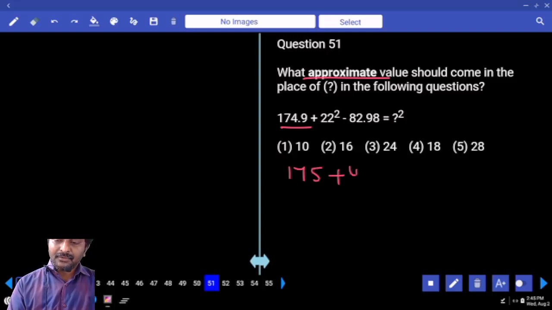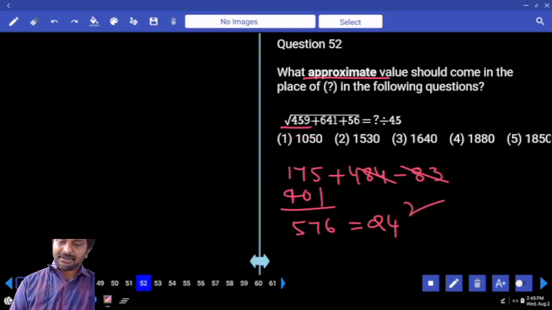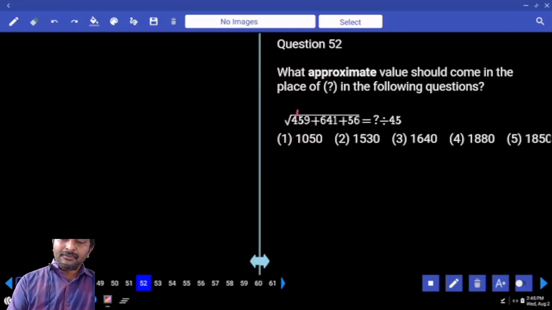175, 484, 83. 83 subtracted from this fellow. 401, 576. Which number square? 24 square. Right. 400, 600.